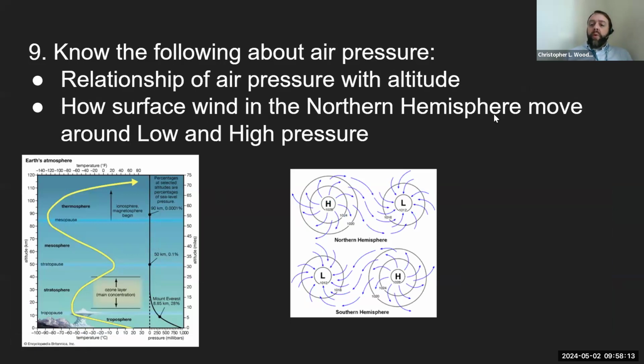How does surface wind in the northern hemisphere move around high and low pressure? Well, high pressure moves clockwise, low pressure moves counterclockwise. That's all. With high pressure, air is moving out, sinking and moving, and then low pressure would be in and up. In the southern hemisphere, that horizontal motion, the clockwise, counterclockwise, flips. So your low pressure actually moves clockwise in the southern hemisphere, high pressure counter.